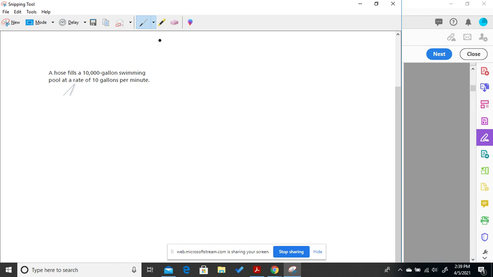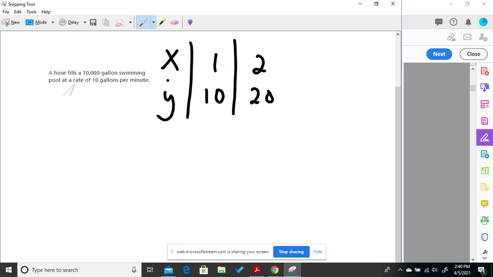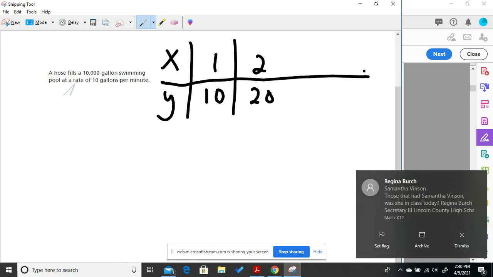So when you're trying to figure out function tables, you need to ask yourself, what depends on what, okay? Is the pool going to be 10,000 gallons no matter what? Yes. So it doesn't really depend on anything. Now, the way you're filling up the pool does matter because you're doing it at a rate of 10 gallons per 1 minute. So in 1 minute, there's 10 gallons. In 2 minutes, there would be 20 gallons, okay? See how that makes sense? And now we just plug them in.